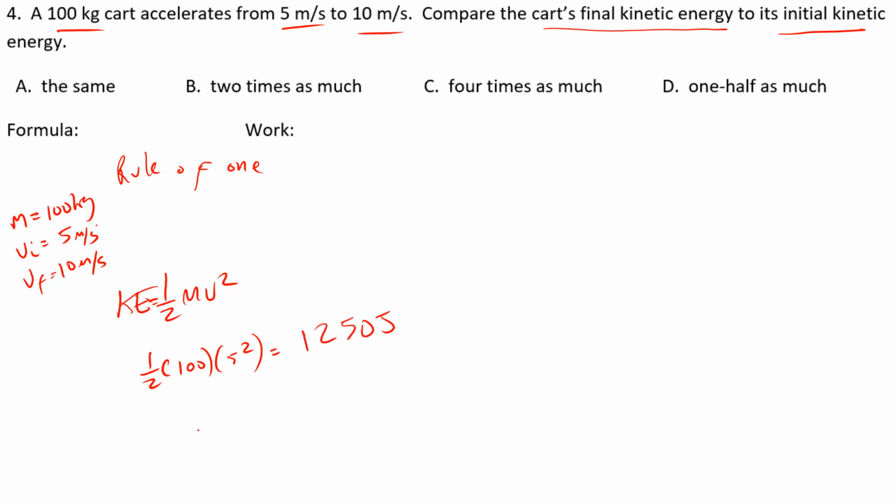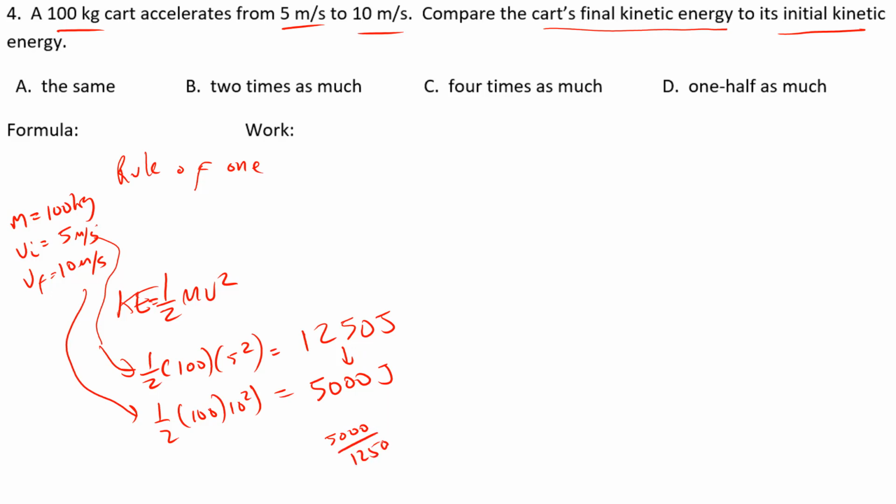1250 joules of energy. And then I can do the same thing with the 10. When I do that, 0.5 times 100 times 10 squared, I get 5,000. And to go from 1250 to 5,000, that would be 5,000 divided by 1250, which equals 4 times. So that's one approach.